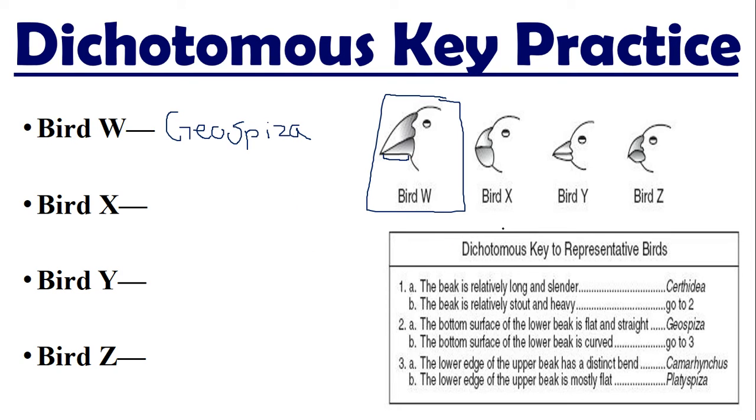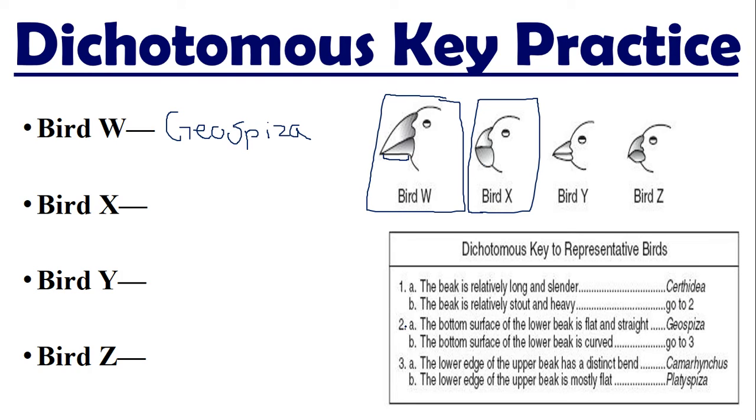All right, I'm going to do bird X now. Bird X, follow along. We go back up to number 1. Is the beak long and slender, or is it stout and heavy? It doesn't look long and slender. It looks big. It looks bulky. So it's stout and heavy. So we'll go to question number 2.